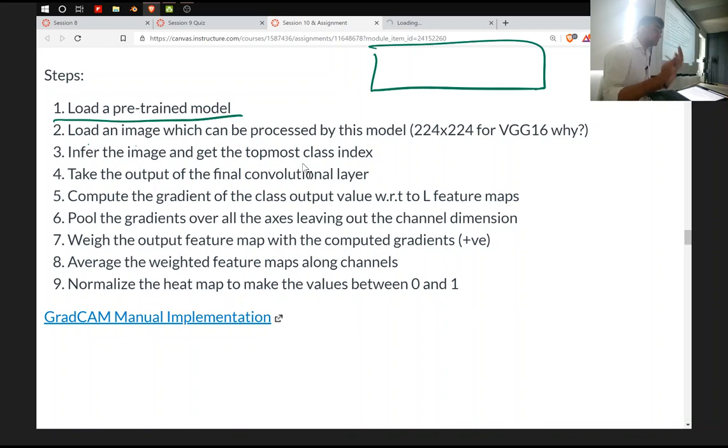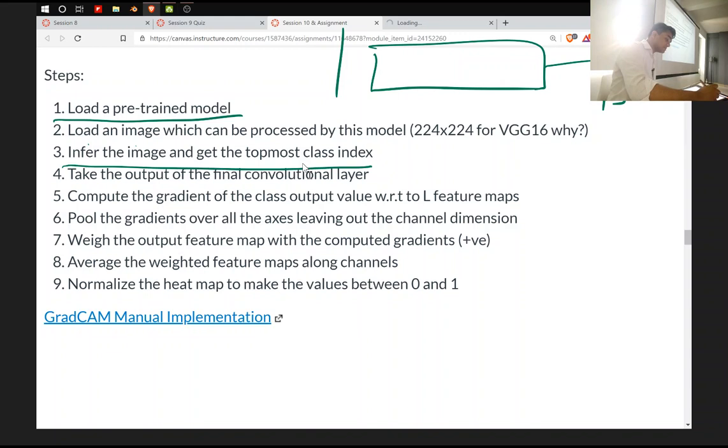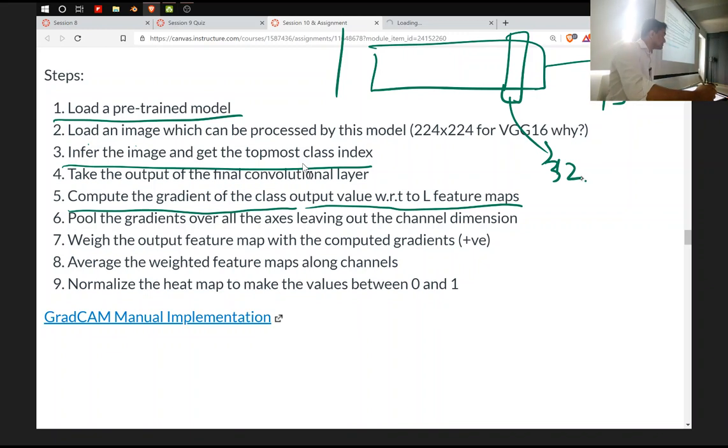But if you are using our architecture, you can literally send in any size of image. Now we have loaded an image into the network, and this is the processed data. Infer the image and get the topmost class. The topmost class happens to be frog for us right now. Compute the gradient of the class output value with respect to the L feature maps. So I have this particular layer. In this layer, I have, let's say, these 32 feature maps, these 32 channels. For each pixel in these 32 channels, I'm going to calculate the gradient of my prediction, and this is going to give me these 32 channels back.